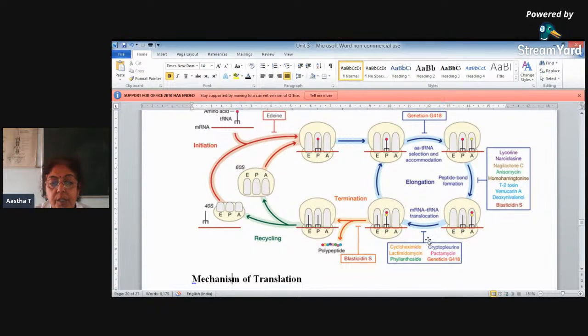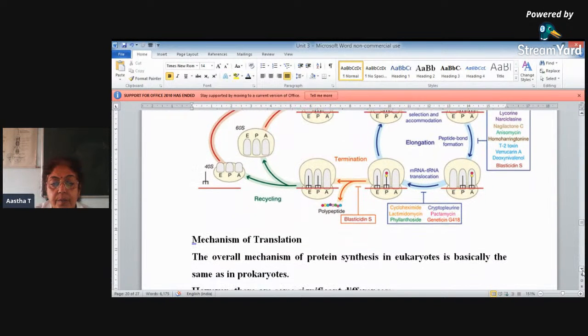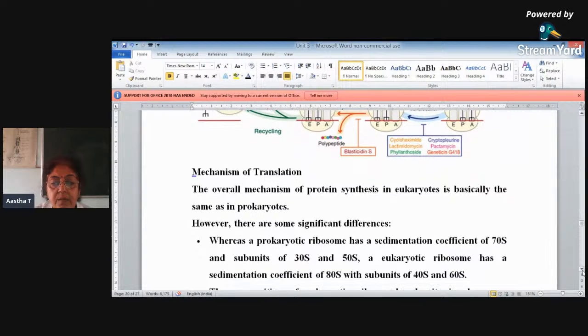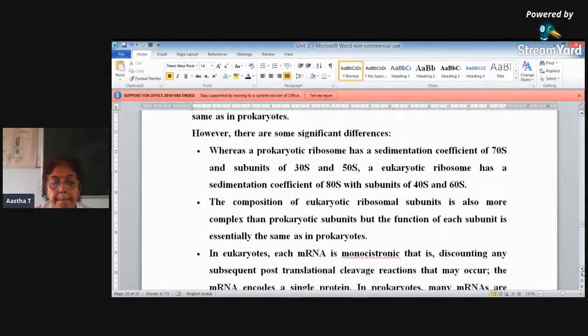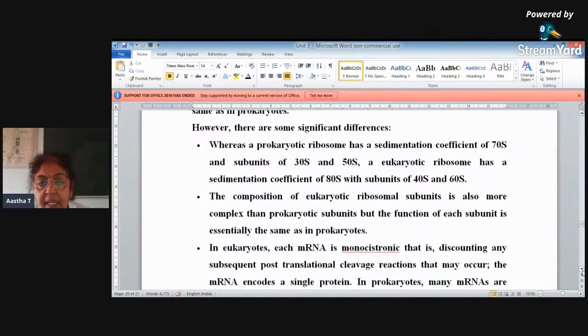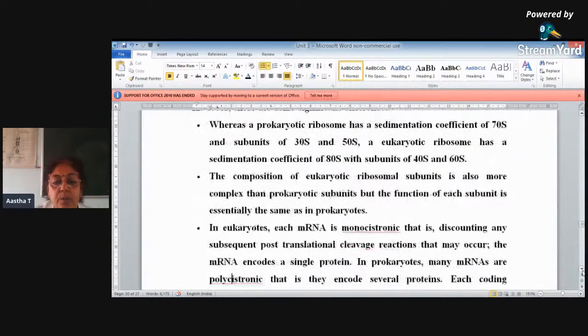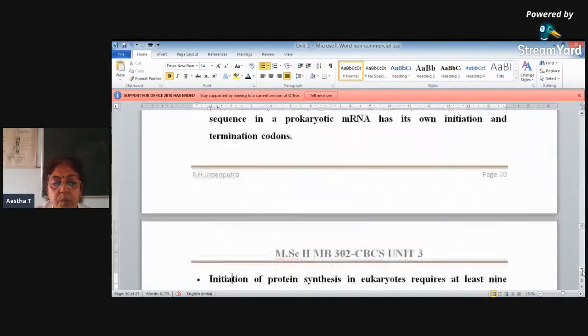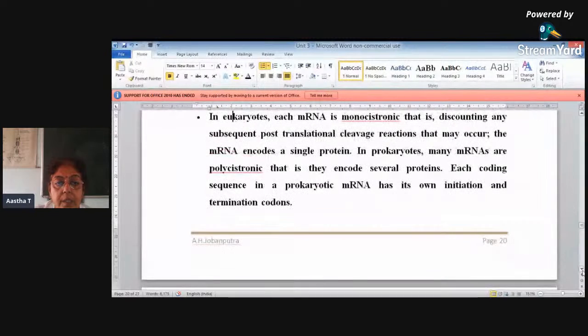Mechanism of translation in eukaryotes. ऑलमोस्ट सेम, काही थोडे थोडे डिफरन्सेस आहेत. रायबोझोमल युनिट्समध्ये डिफरन्स आहे. तिकडे 70S मेडअप ऑफ 30 आणि 50S, इकडे 80S मेडअप ऑफ 40 अँड 60S. युकॅरियोटिक रायबोझोमल सबयुनिट्सचं कॉम्पोजिशन थोडंसं कॉम्प्लेक्स असतं प्रोकॅरियोट्सपेक्षा. mRNA जो असतो तो मोनोसिस्ट्रॉनिक असतो. नंतर पोस्ट ट्रान्सलेशन क्लिवेज रिॲक्शन्स तिथे होत असतात.